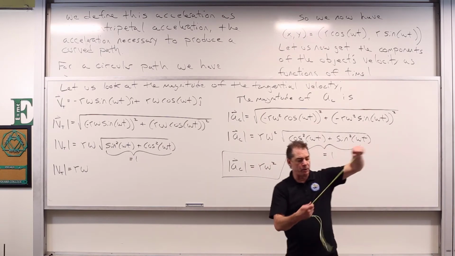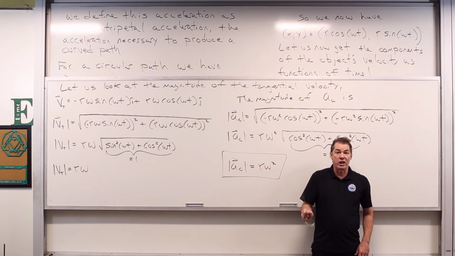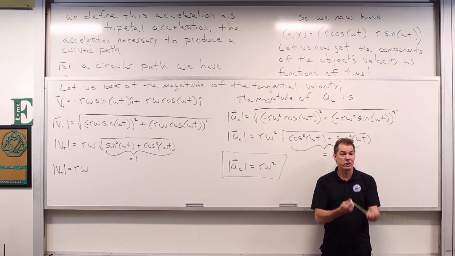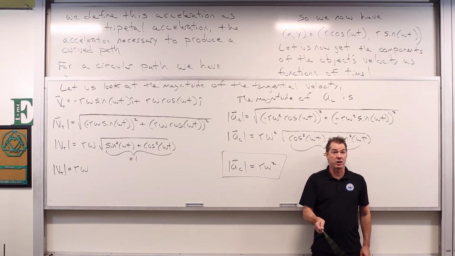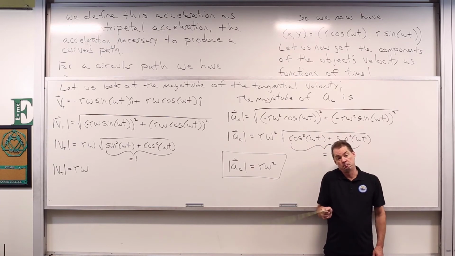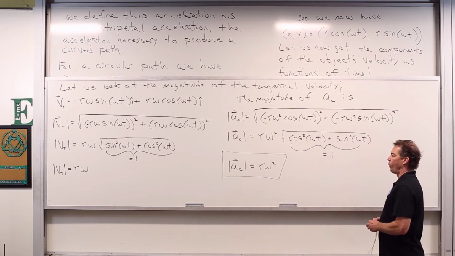The faster an object's moving, the greater the acceleration inward must be in order to continuously change its curved path or change the direction of its motion. The larger the radii of curvature, the greater the centripetal acceleration is for continuously changing its direction inward. So we've got that going for us. Great.